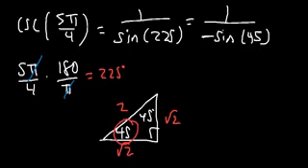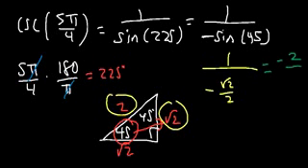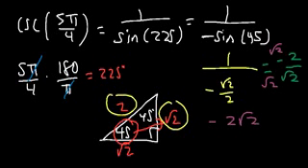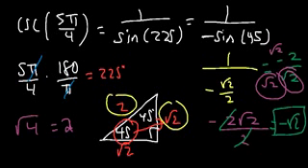So let's focus on this angle. So the opposite side is square root 2 divided by the hypotenuse. So sine 45 is root 2 over 2. And since we got to flip it, it's going to be negative 2 over root 2. Then we're going to have to rationalize it. So let's multiply top and bottom by root 2. So it's negative 2 root 2. The square root of 2 times the square root of 2 is the square root of 4, which is 2. So these 2's cancel, and you get negative root 2.